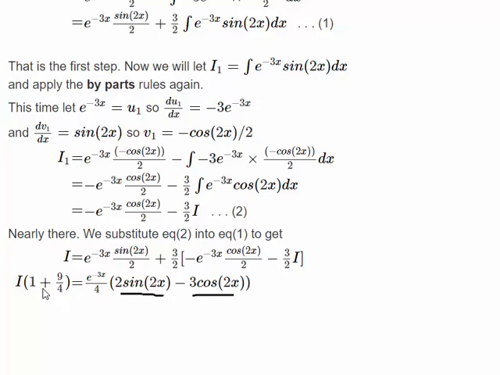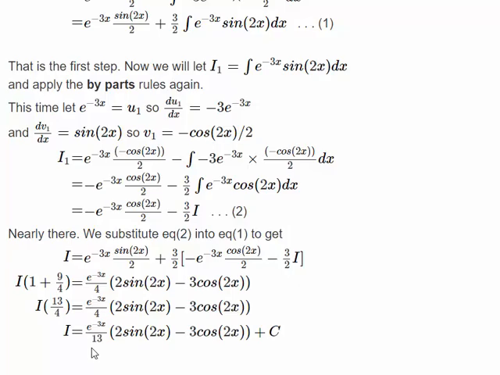If I put this over a common denominator, I'm going to get 4 plus 9 over 4, which is 13 over 4. Those denominators will cancel, then I'll divide both sides by 13 to get rid of that, giving me e to the minus 3x over 13 outside, 2 sine 2x minus 3 cos 2x, plus a constant.